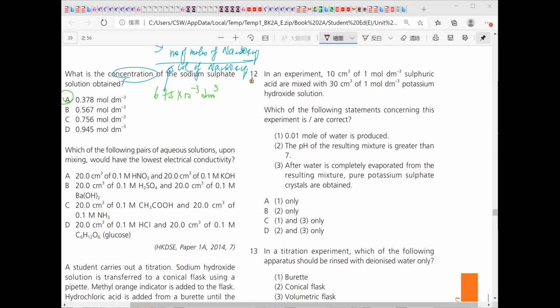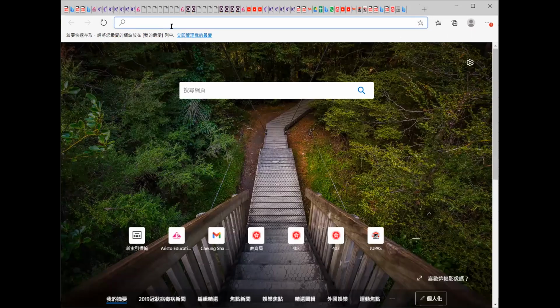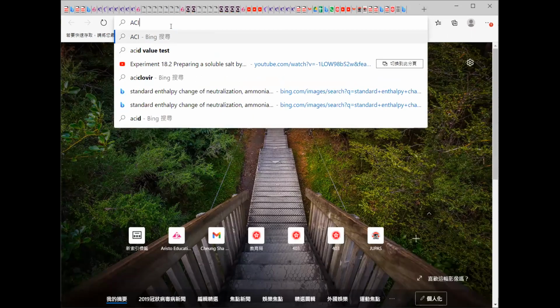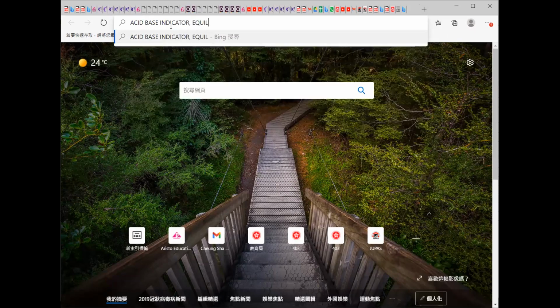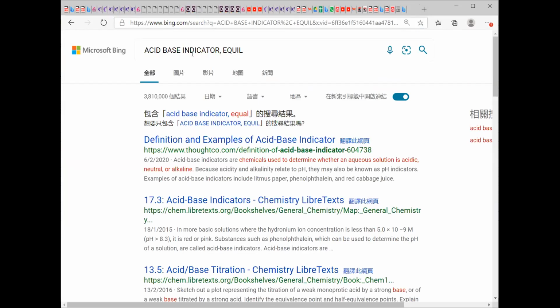Now, there will be some examples where the indicator will not just have a reversible reaction. The chemistry of an indicator is done by a concept of having it as an equilibrium. So what do I mean by that? The acid-base indicator equilibrium.